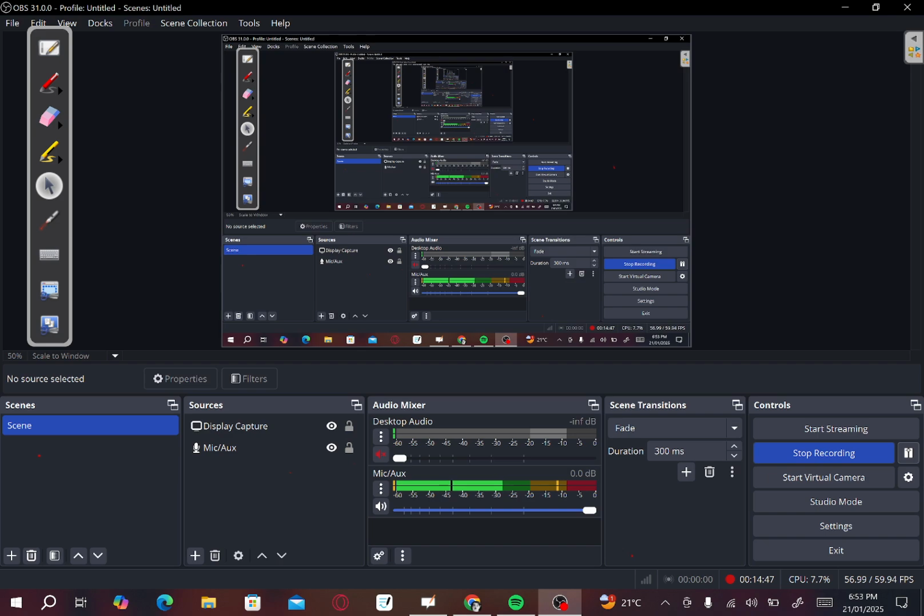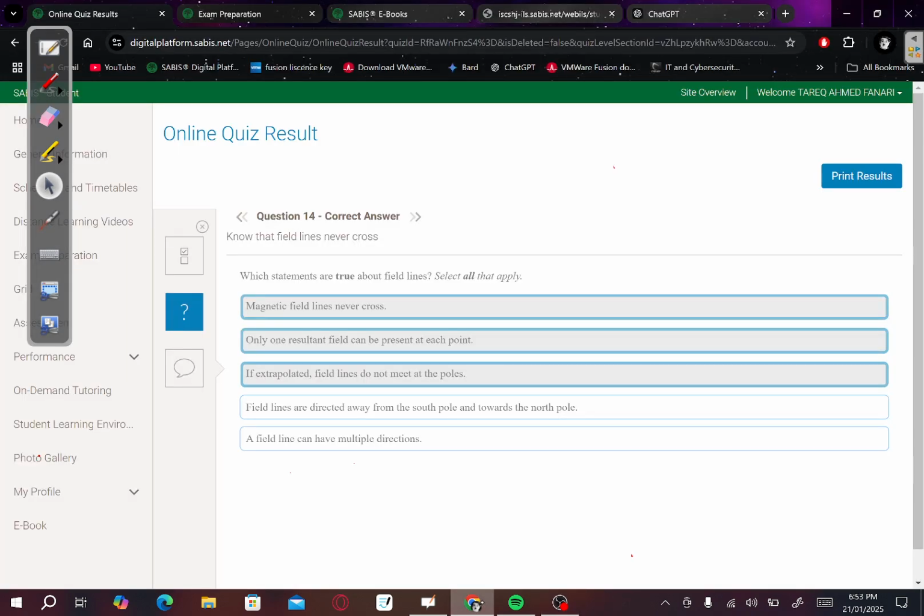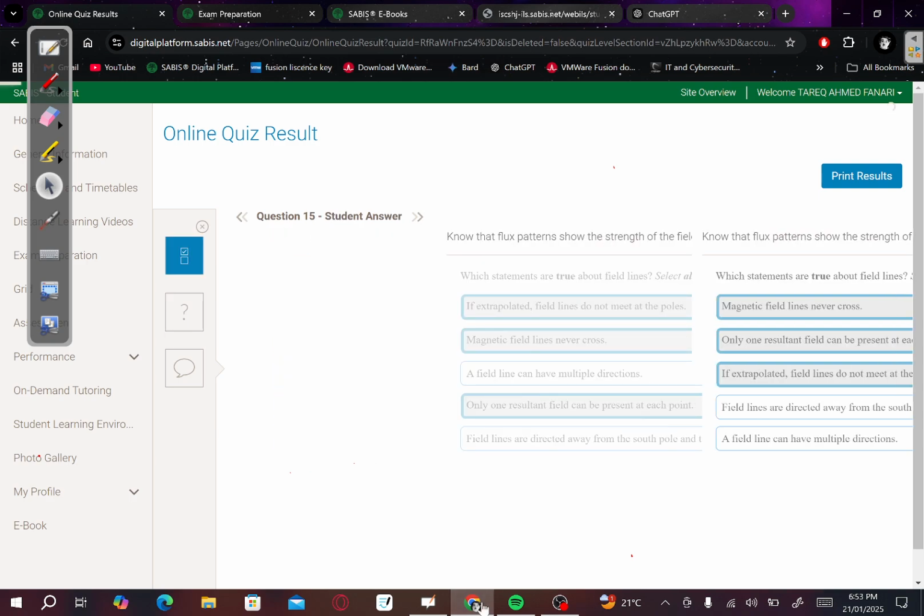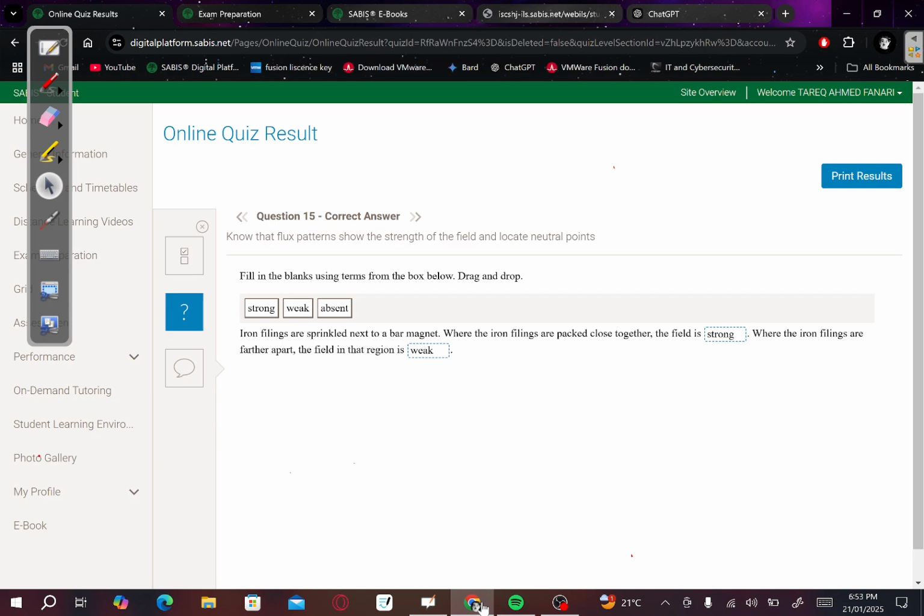Okay, so it basically just means to extend. Yeah, if you extend them, they're not going to meet at the points. I thought it was extended, but I don't know why they make it fancy. It means if you extend it, they don't meet at the poles, which isn't wrong because if you extend the field line, it's not going to meet.